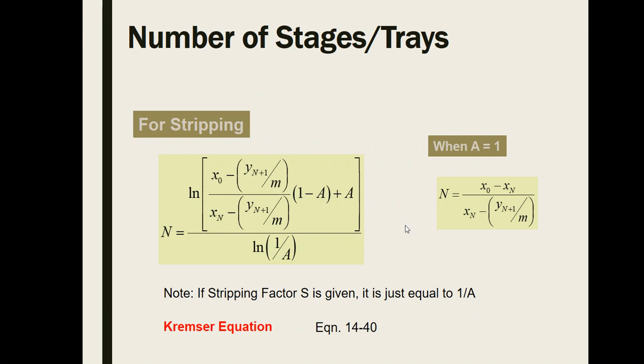For stripping, we have this formula for the number of theoretical stages. If A is equal to 1, this would be the N. In stripping, we have the stripping factor S, which is just the reciprocal, 1 over A. And you have that particular equation available also in the handbook for stripping.